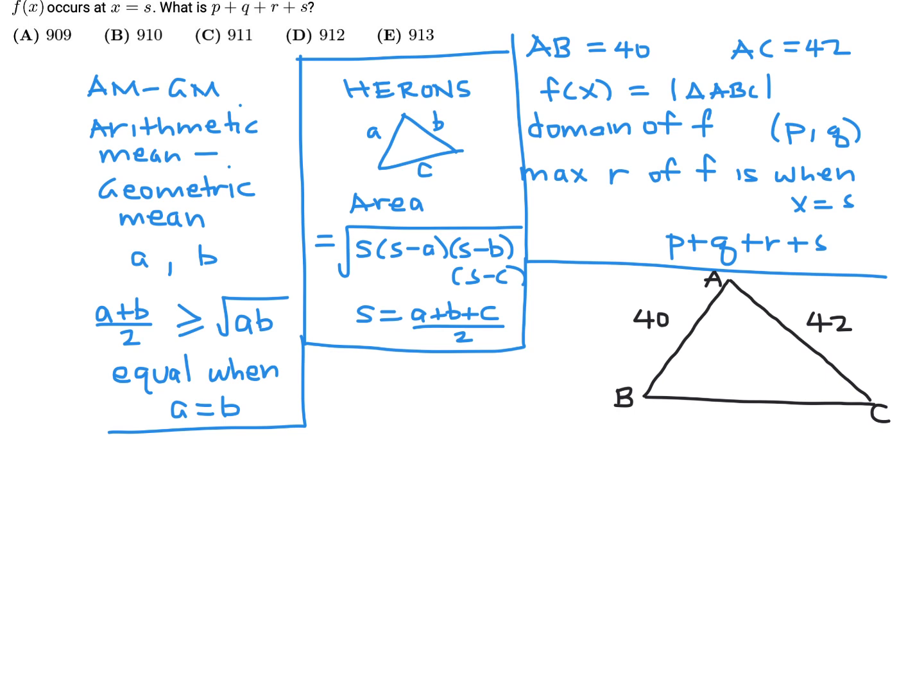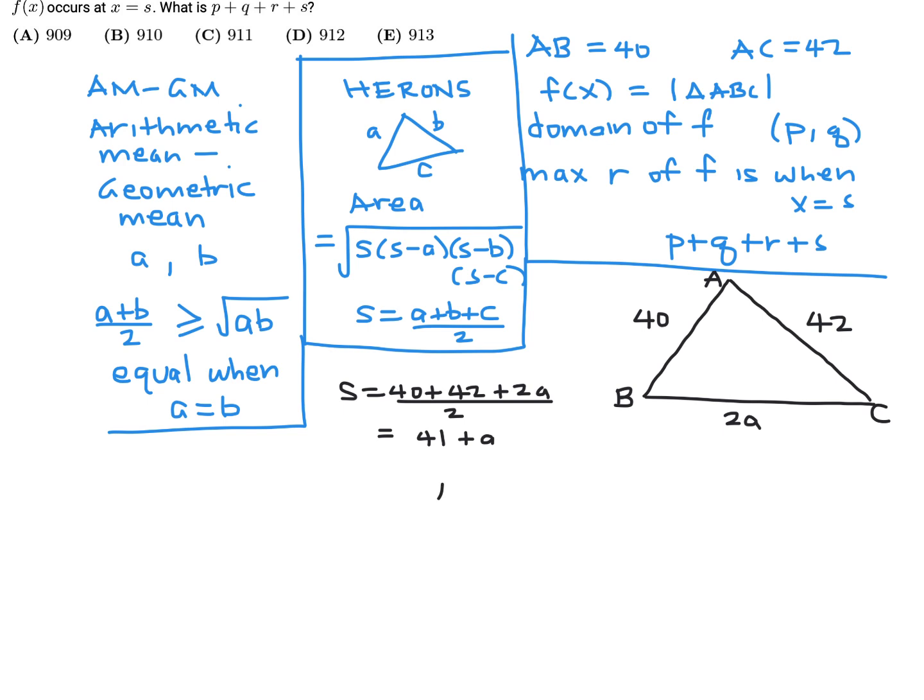So I just have to give it some variable. I'll just call it A or 2A, since I'm going to be calculating a semi-perimeter to avoid fractions. So therefore S would be equal to 40 plus 42 plus 2A all over 2. So that's going to be 41 plus A.